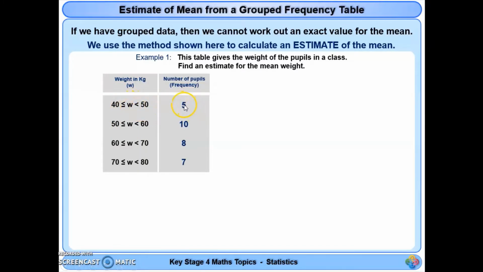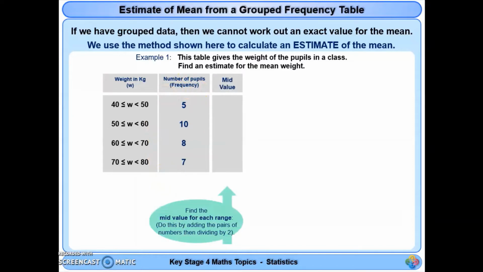Again, this refers to why it's an estimate. We do not know if those pupils were 41, 42, 49, or 48. We just know that they land within that group, anywhere from 40 inclusive up to less than 50. The table also tells us that there are 7 students who weigh in between 70 and less than 80 kilograms. So every value in this frequency column represents 1 pupil.